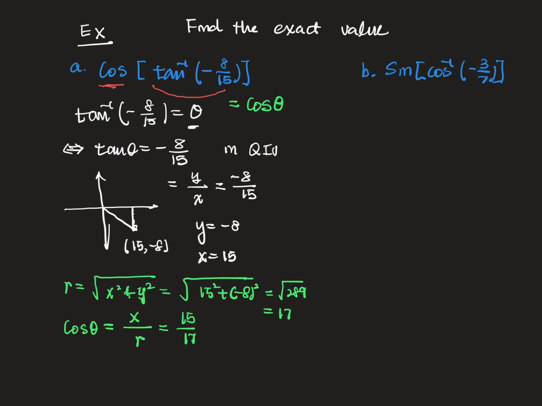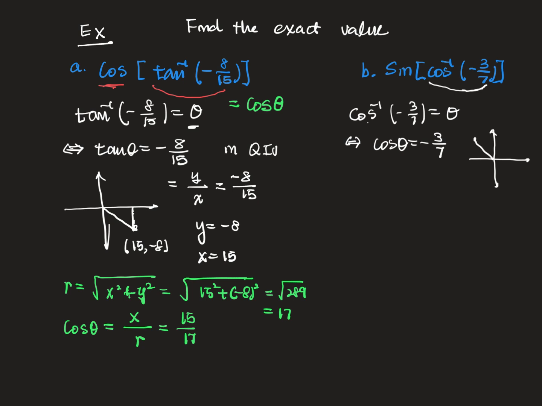Okay, let's do one more example right here. What are we going to take as the first step? Inside the bracket, you're going to put something. Arc means angle, so I'm going to put arc cosine, inverse cosine, of negative 3 over 7 is theta. That's how I'm going to put it. By the definition of inverse, cosine theta is negative 3 over 7. So which quadrant? Cosine is negative, and it's inverse cosine, so we're talking about quadrant 2.